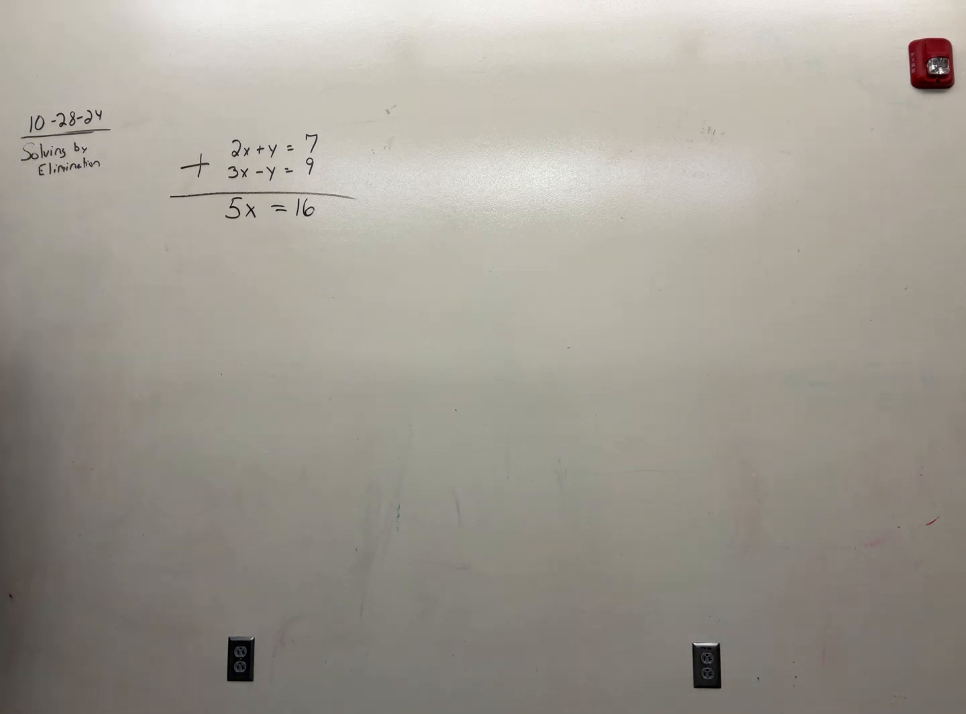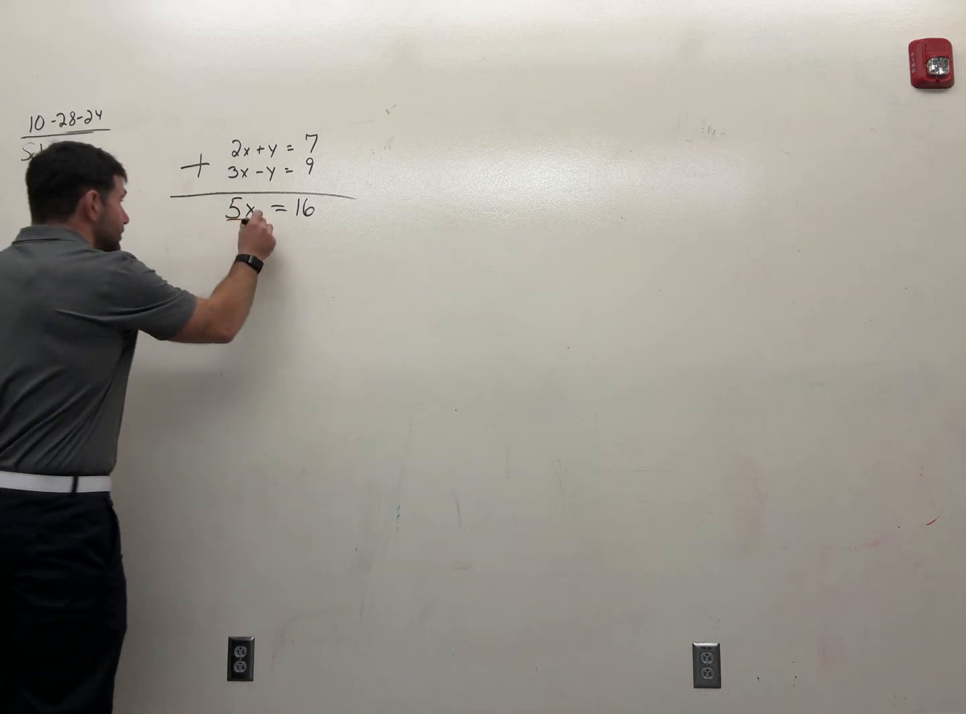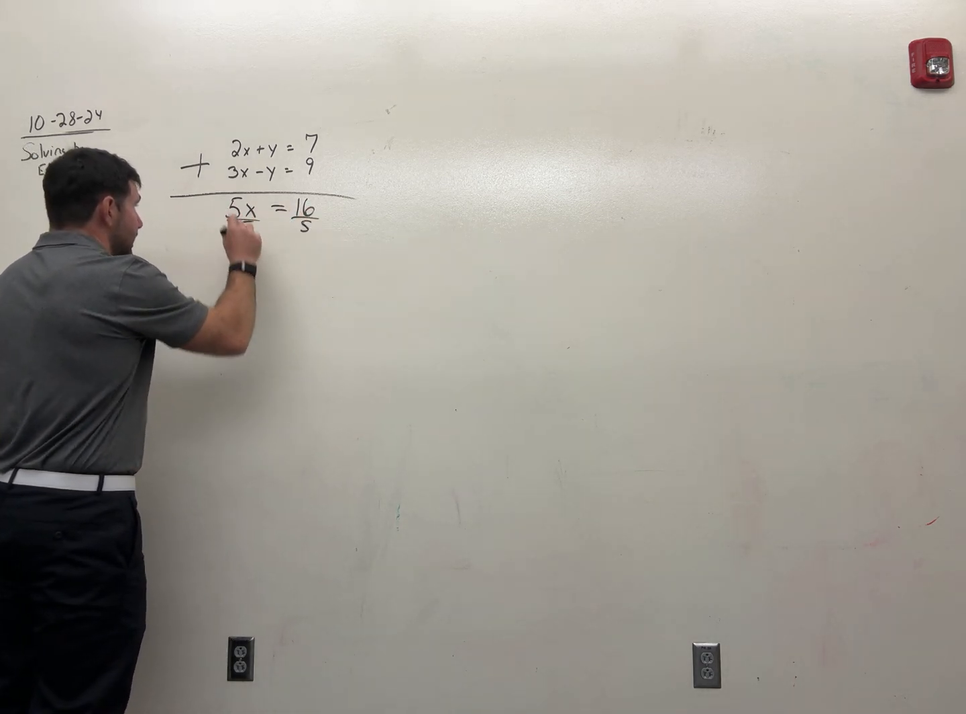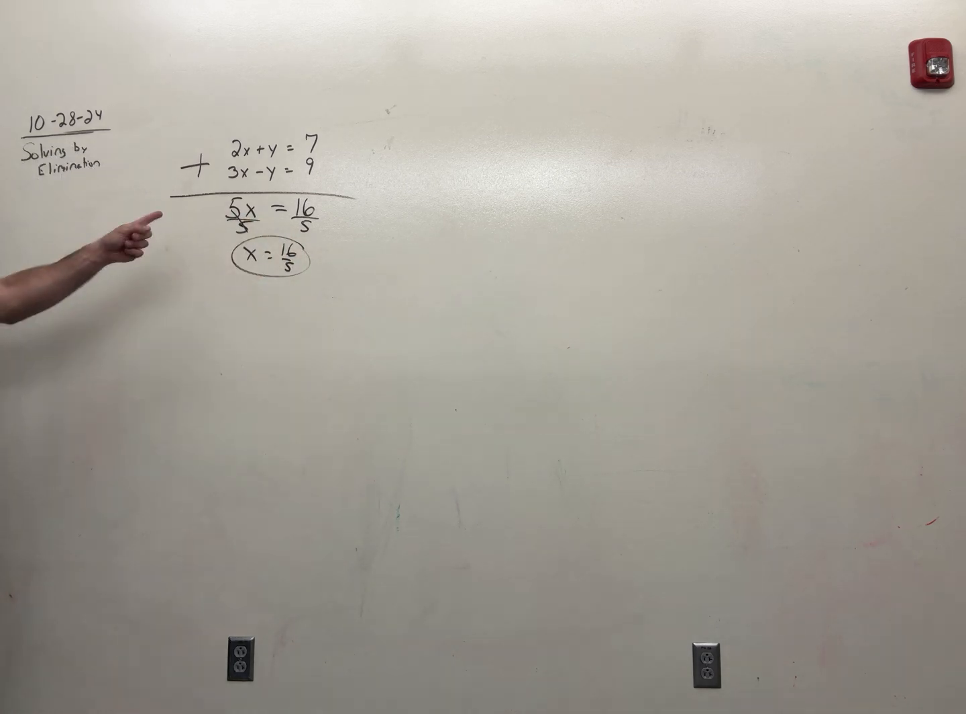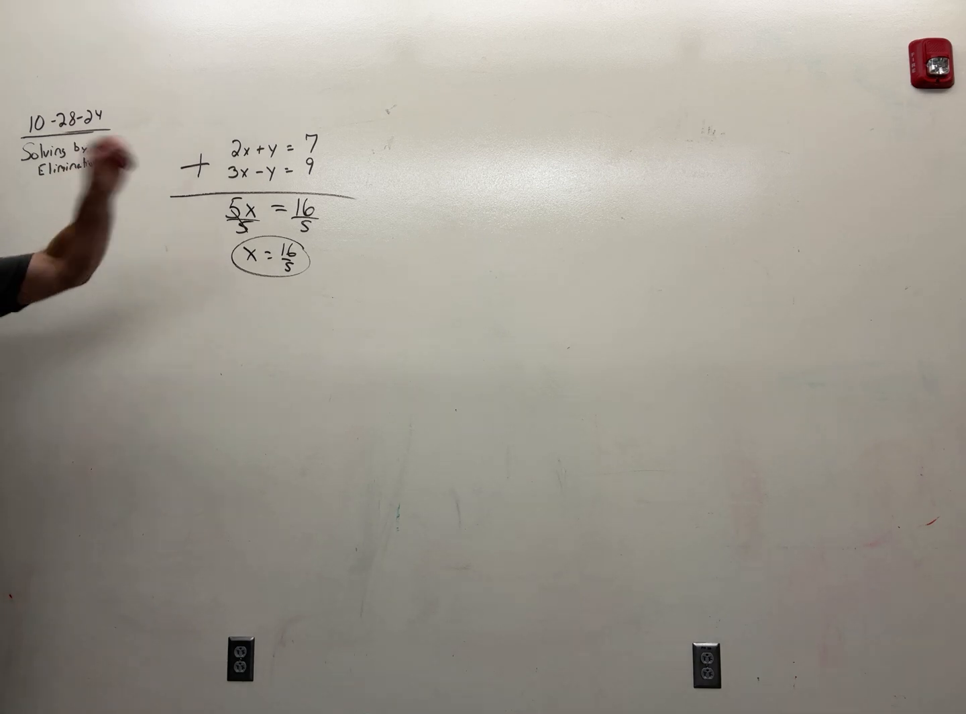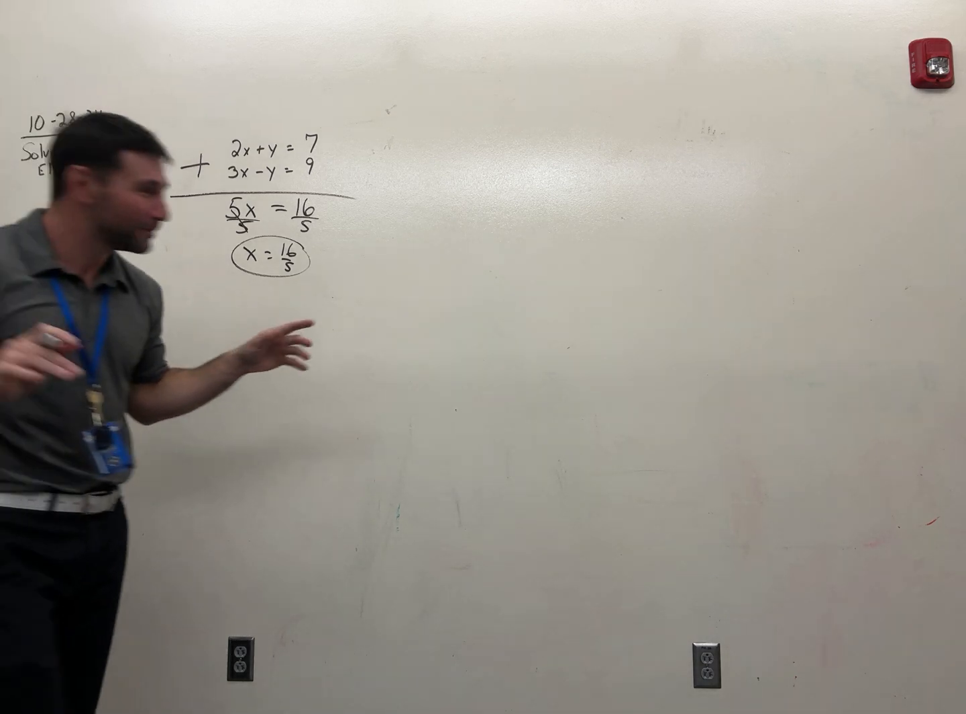Can you solve for x? Okay, what do we do? Divide by 5. X equals 16/5. Woo-hoo! How easy was that? It was there, but now it's gone. Math magic. Woo-hoo! Okay, are we done?